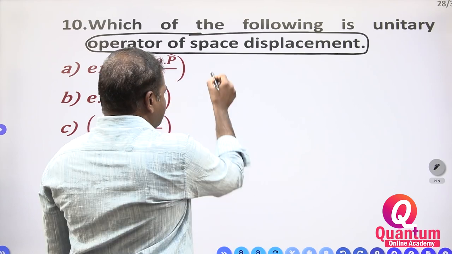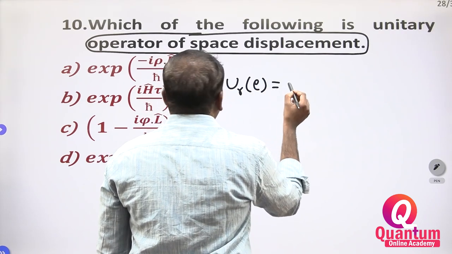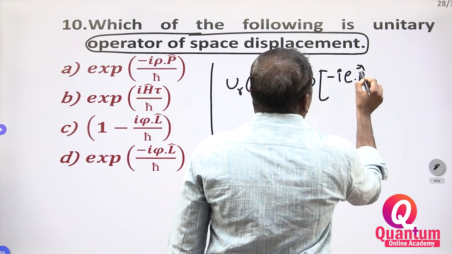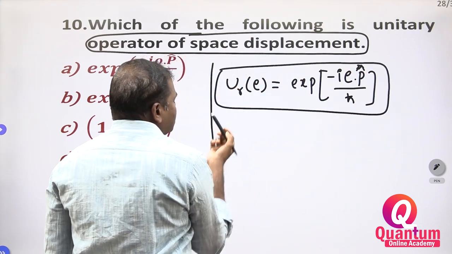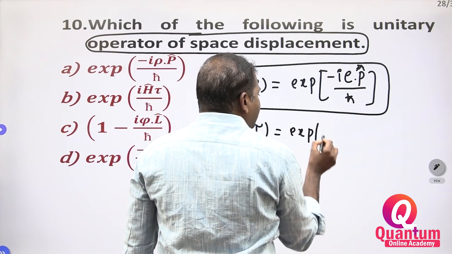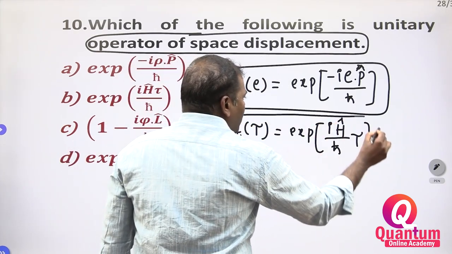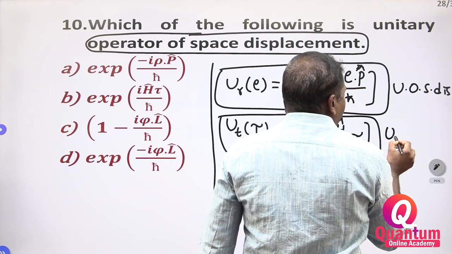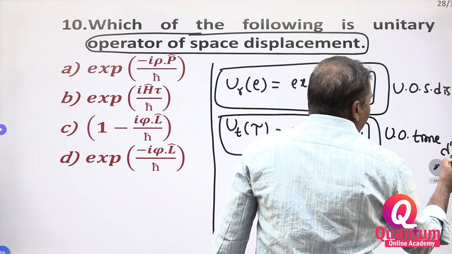The unitary operator under space displacement is equal to exponential of minus i rho dot p cap divided by h cut. This is the unitary operator under space displacement. Suppose you take the unitary operator of time displacement, it is equal to exponential of i H cap by h cut into tau. This is the unitary operator of time displacement.